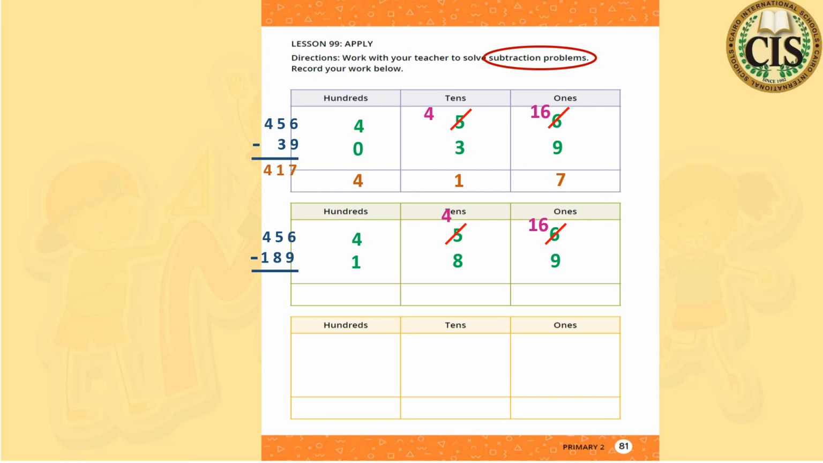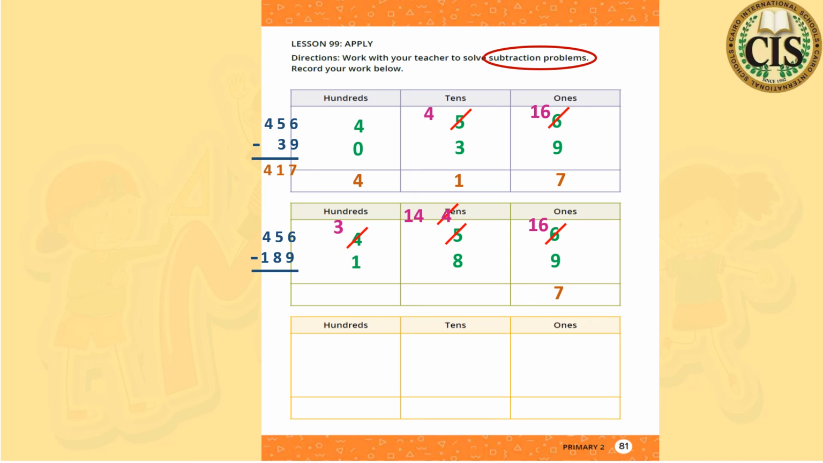Now we have more on top. 16 is greater than 9. 16 minus 9 equals 7. 4 minus 8. We don't have more on top. So we need to stop and go to the next door. Knock, knock, knock. 4, can you please give me 1 ten? 4 will say, okay. Now 4 becomes 14 and 4 in hundreds becomes 3.